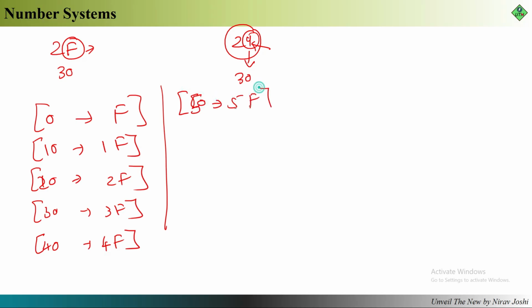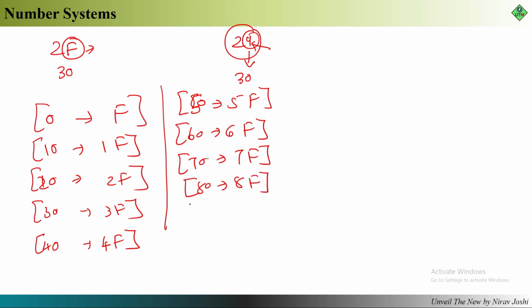50 to 5F. Yes, then 60 to 6F. Yes, very good. 70 to 7F. Yes, 80 to 8F. Then 90, let's say up to 99. What comes after 99 in hexadecimal? It's not 100. Please remember that 9 is not the last symbol. So after 9, what you will get is A. So after 99, you will get 9A, 9B, 9C till 9F.